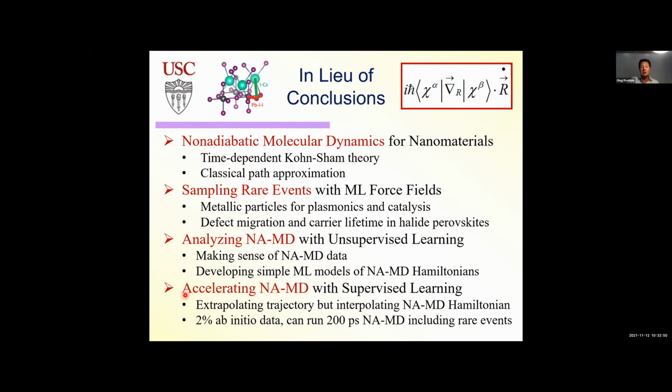And then now we are working to be able to do NAMD on hundreds of picosecond or nanosecond timescales, because we can interpolate the Hamiltonian instead of extrapolating. Instead of predicting a Hamiltonian into the future of the trajectory, we pre-compute the trajectory, then sample along the trajectory just 2% of the points, and then this is enough to get a high quality NAMD Hamiltonian and run the simulations.